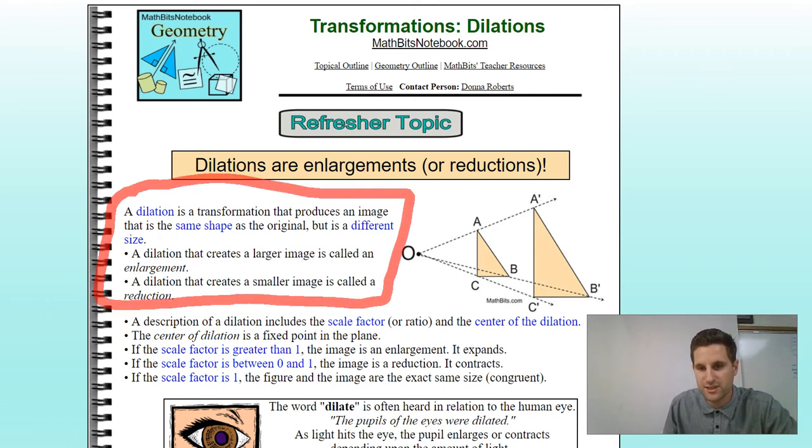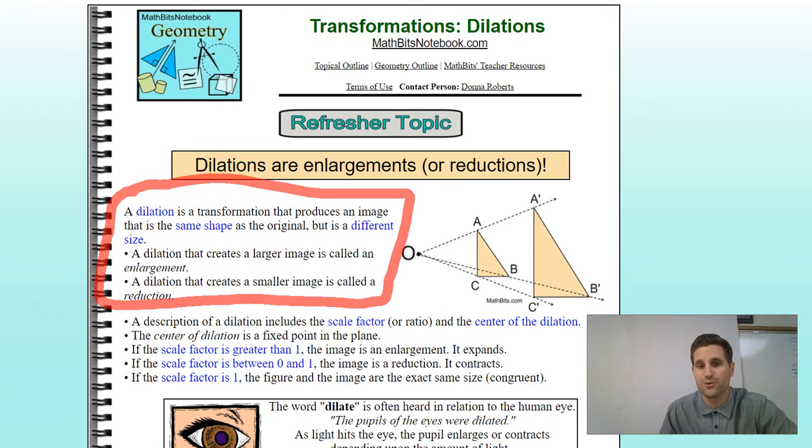Okay, here's a nice little perspective of how this would work. From a point O, normally we would use the origin, AB would go under an, in this case, enlargement to the transformed shape here, A prime, B prime, C prime, and it has gotten bigger by some sort of factor. A description of a dilation includes the scale factor and the center of dilation. In this class, we're always going to be dilating around the origin. So the scale factor and our center of dilation is a fixed point.